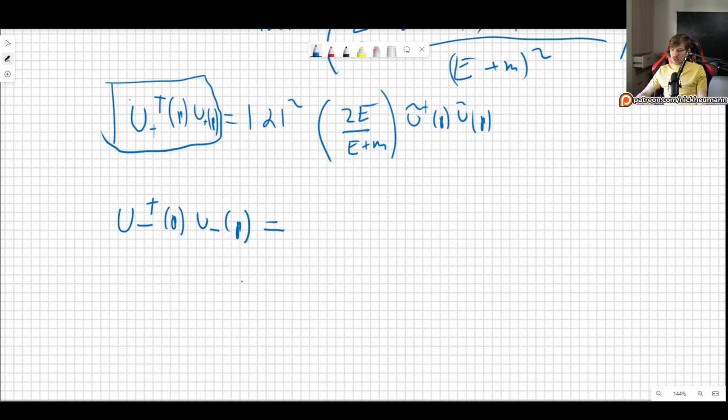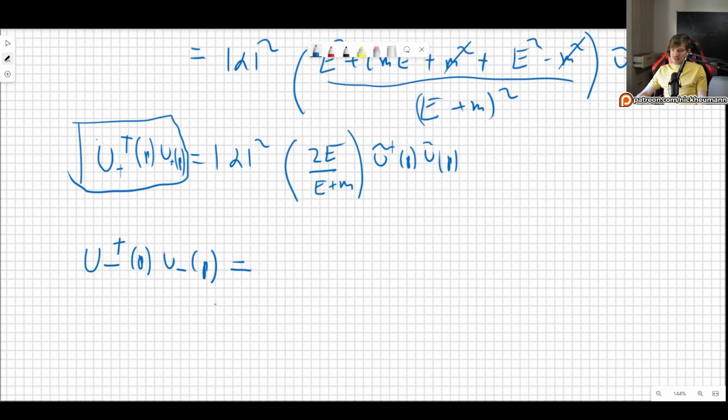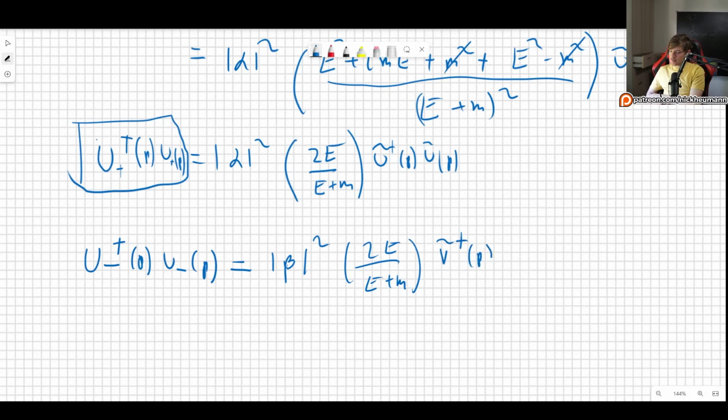So other than that, it's the exact same expression, but with v's instead of u's. So for that reason, it really makes no real sense to worry too much about solving it again. I mean, you can do it, but it's the exact same procedure, except that it now has betas instead of alphas. So it has beta squared, but you will still get 2E over E plus m, v tilde conjugate p, v conjugate p. Okay, so these are those two results that we will get.